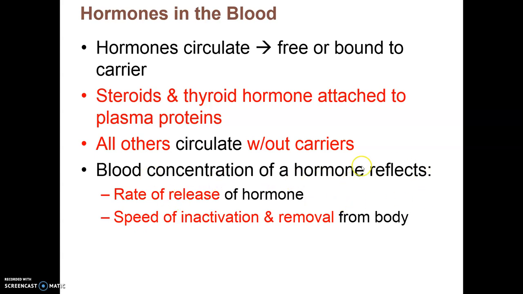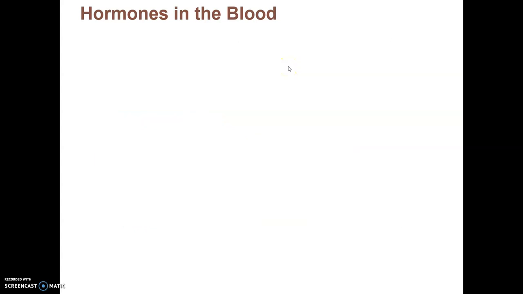The blood concentration of a hormone reflects the rate of release of the hormone. So the concentration of the hormone in the blood at any time will reflect two things: the rate of release of the hormone, and the rate of inactivation and removal. For example, the rate of inactivation for the free hormones is higher.